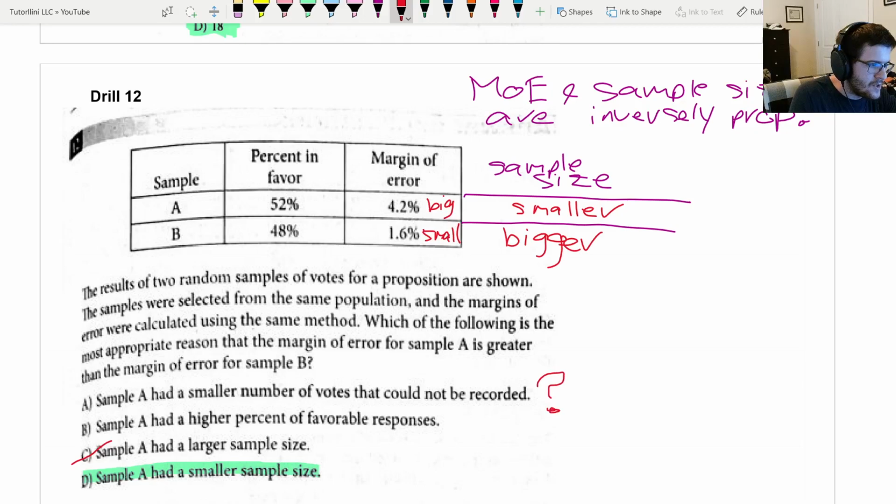Sample A had a higher percent of favorable responses. That is true, but that has nothing to do with the margin of error. So those are both just off topic and wrong. The only two things they're going to ask you about this are sample size and standard deviation, most of the time, sample size.